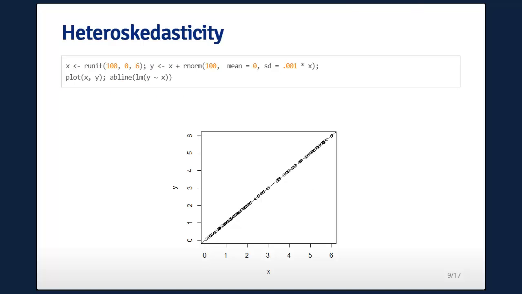If you plot it, it looks like a perfect regression model fit with nothing wrong.